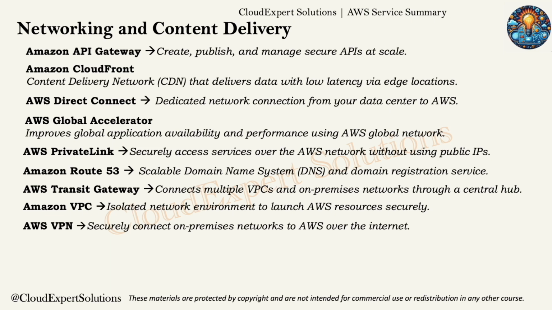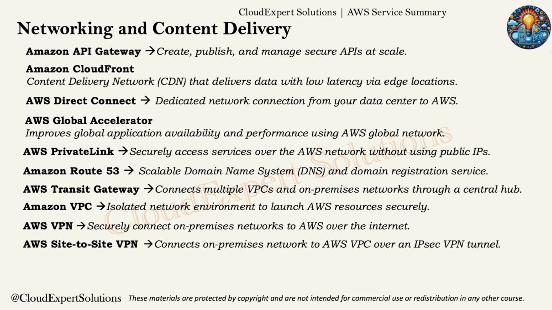Then AWS VPN. AWS VPN securely connects on-premise network to AWS over the internet. AWS VPN can be used for encrypted site-to-site or client-to-site connections. AWS VPN has two varieties.